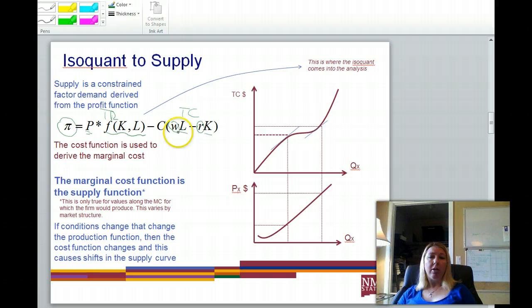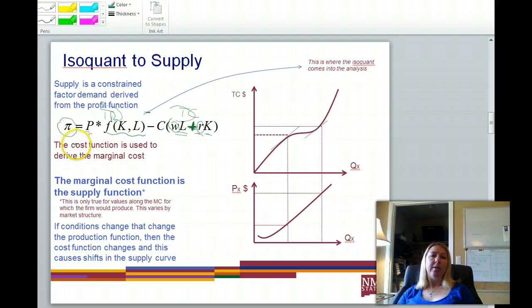So if you think about your cost function, it's basically how much labor you use times how much it costs, and then, that should be a plus sign, I'm sorry, the price of capital times how much capital that you use, and that's a plus sign right there. So you have your total revenue minus your total cost, and that's going to give you whatever's left over as your profit.